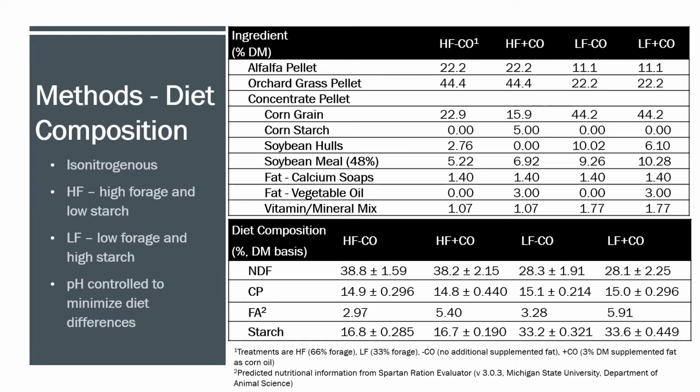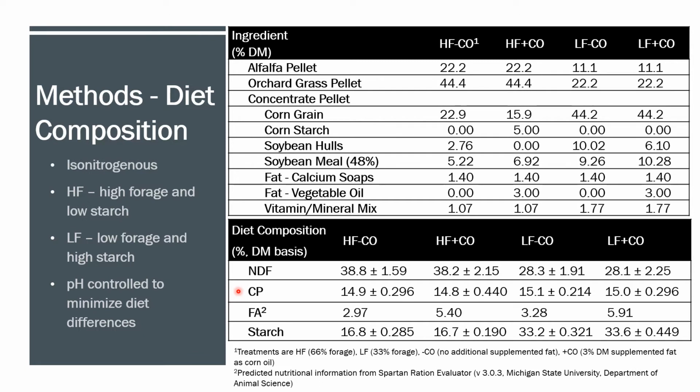On this slide, we have a more detailed breakdown of the diets provided to the fermenters. The forage was coming from an alfalfa pellet, but the majority of it came from this orchard grass pellet. And then the concentrate was a concentrate pellet that was formulated for each of the 4 diets. We maximized NDF in the high forage diets while minimizing it in the low forage diet, and then minimized starch in the high forage diets while maximizing starch in the low forage diet. Across all the diets, though, we did maintain the crude protein at 15%.